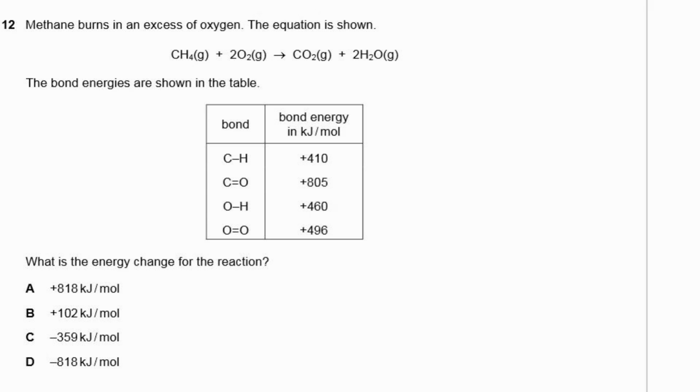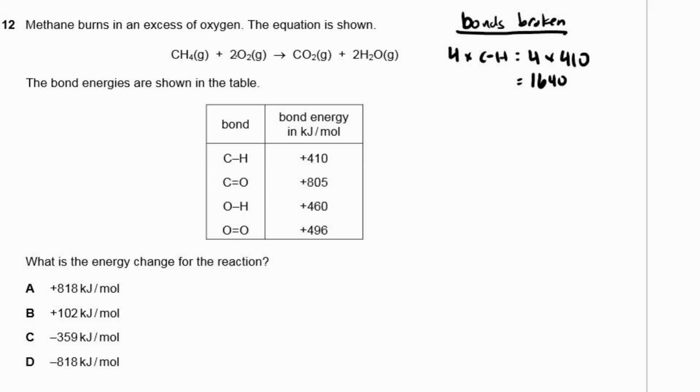Question 12. Methane burns in an excess of oxygen. The equation is shown, okay? And we have the bond energies shown in the table. So what is the energy change for the reaction? Okay, so to do this, first of all, we have to look at the bonds broken and then the bonds formed. Okay, so the bonds that are broken, we have CH4, so we have 4 times C-H bonds, and that equals 4 times 410 kilojoules per mole, which means that's 1640 kilojoules per mole.